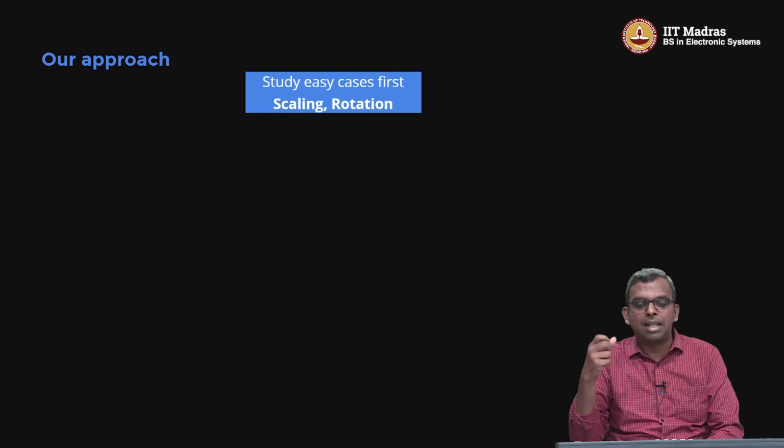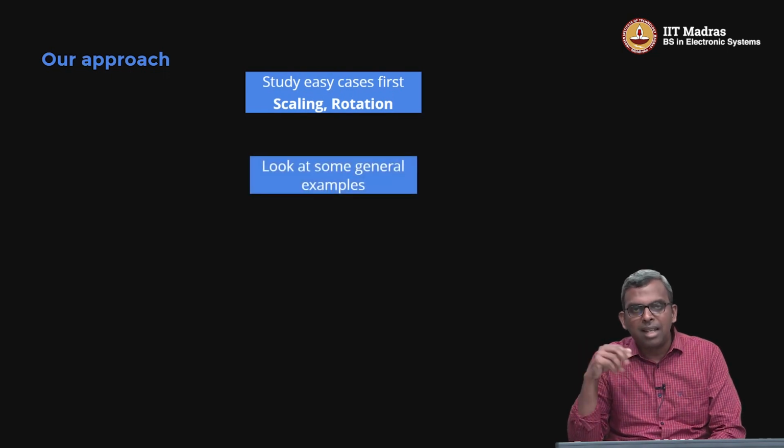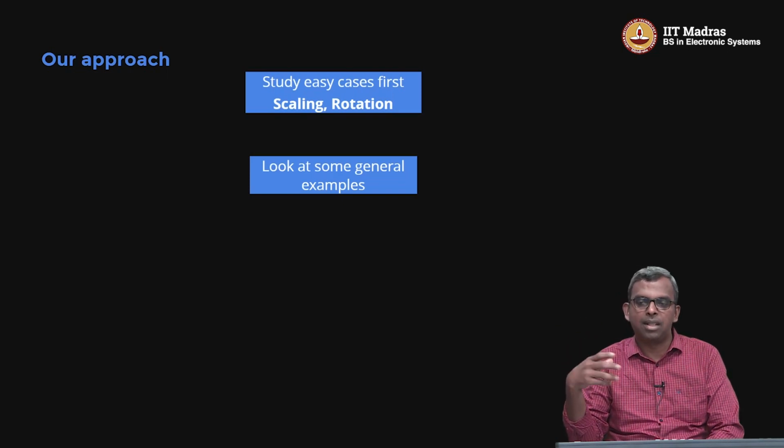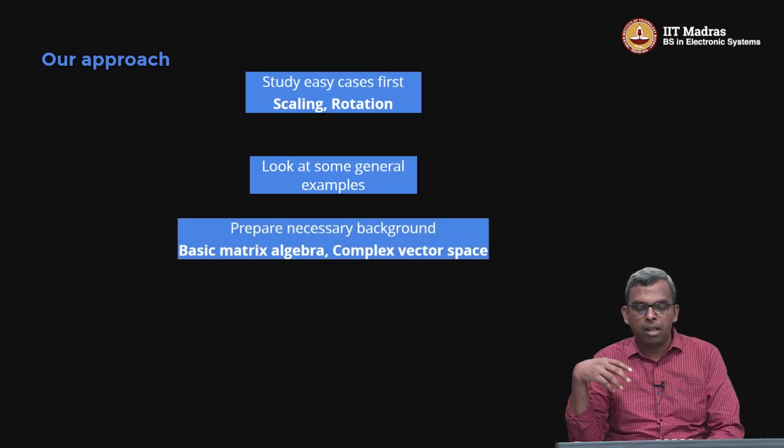The two examples are scaling and rotation. Okay, it turns out for these two examples, one can very easily write down what will happen to the power of the matrix. Then we will start looking at some more general examples to pick up a pattern, and you will see that the pattern seems to be more varied in the beginning. And then we will prepare some necessary background. You need some very basic matrix algebra, we will quickly see that.